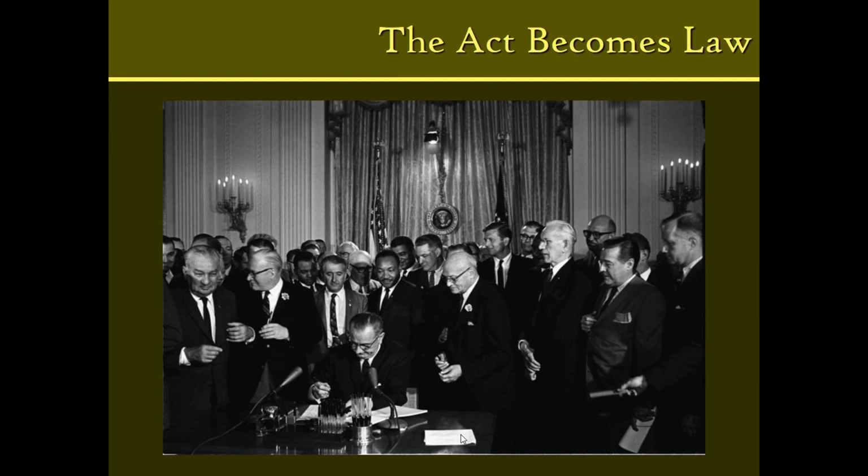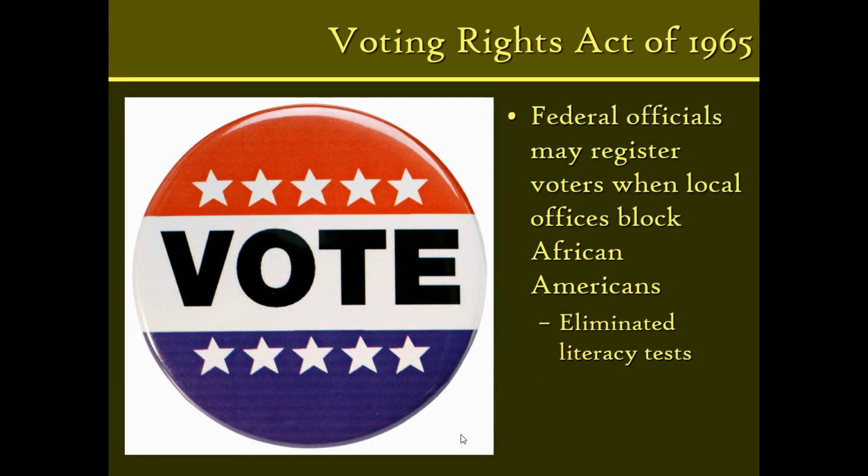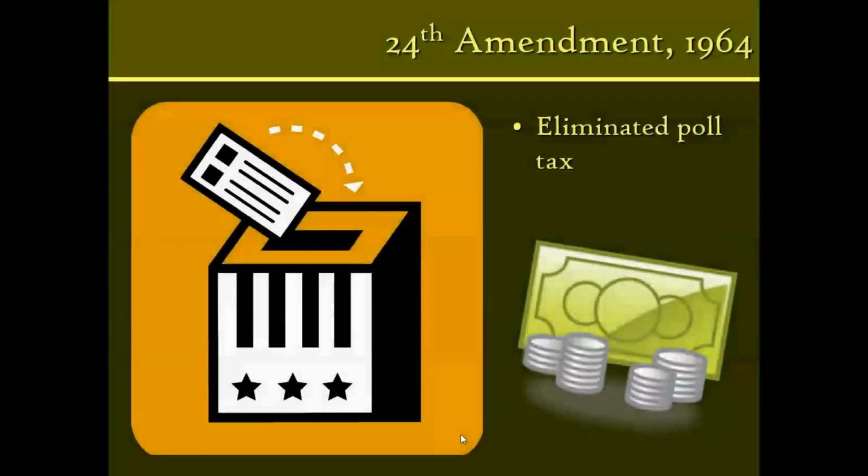The act becomes a law. You can see Martin Luther King Jr. standing behind Lyndon Johnson as he's signing it. Voting Rights Act of 1965. Federal officials may register voters when local offices block African Americans, and it eliminated literacy tests. So trying to break down barriers to be able to vote. The 24th Amendment in 1964 eliminated the poll tax. Don't have to pay to vote.